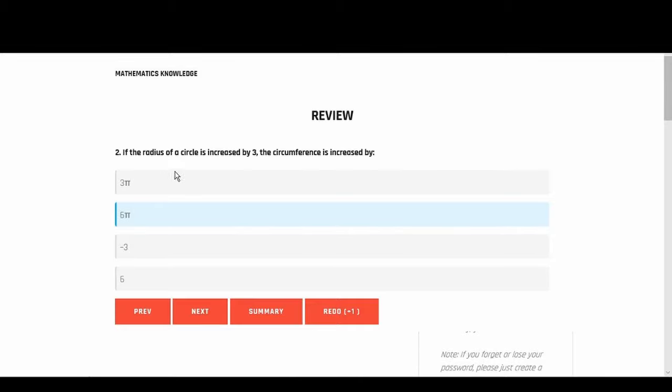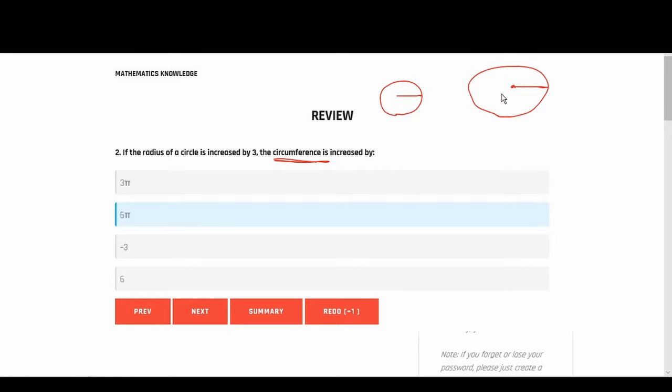Okay, question 2 says, if the radius of a circle is increased by 3, their circumference is increased by what? And we're given 3 pi, 6 pi, -3, and 6 as our answer choices. Whenever I'm presented with problems like this one, I like to assign real numbers to the hypotheticals. So we have one circle, and we have a bigger circle, and we're being asked what happens to the circumference when we increase the radius.